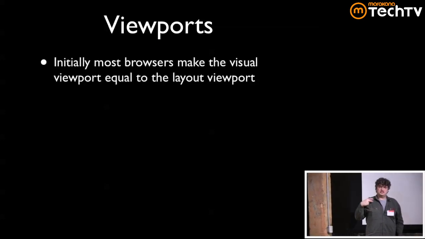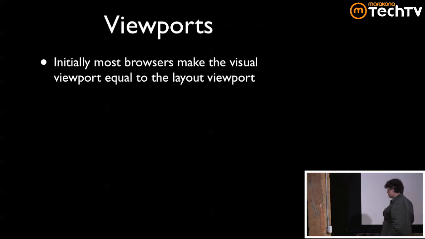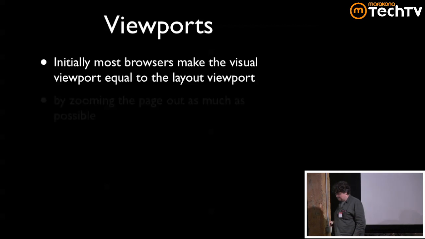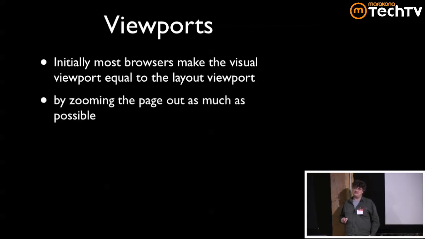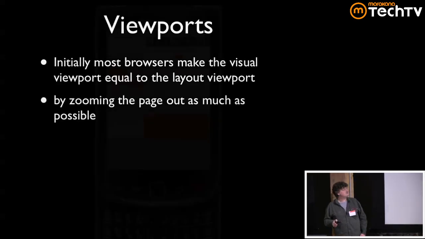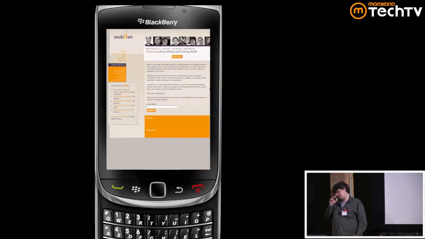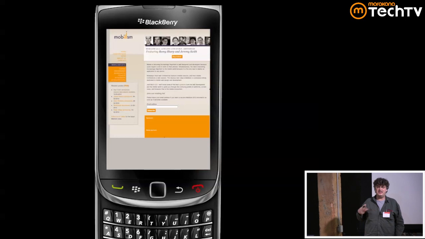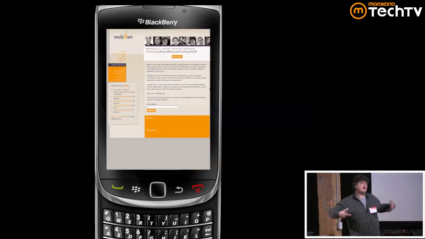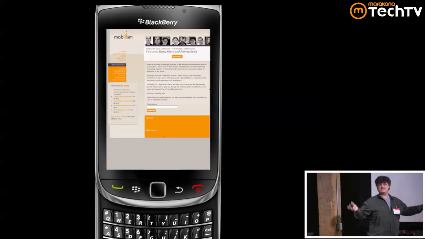When a mobile browser loads a website that is not mobile oriented, what they usually do is zoom out the page as much as possible so that we get roughly this effect. Why do they do that? As far as I can see, this is a UI decision. We want to show the user as much of the site as we can.